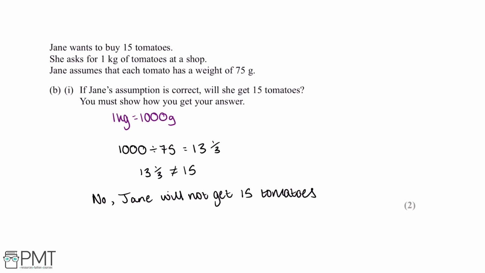Now this question's worth 2 marks. We'll get our first mark for doing 1,000 divided by 75 to work out the number of tomatoes she will get. And we'll get our second mark for writing this conclusion with the supported evidence.